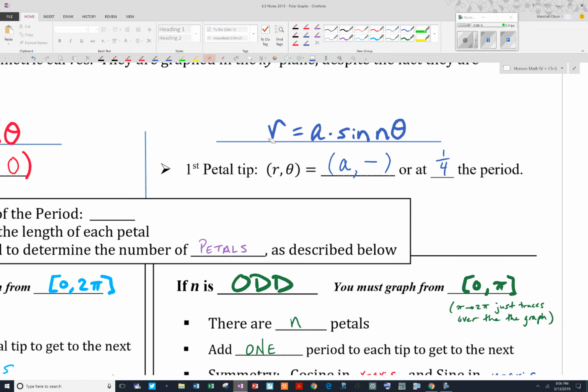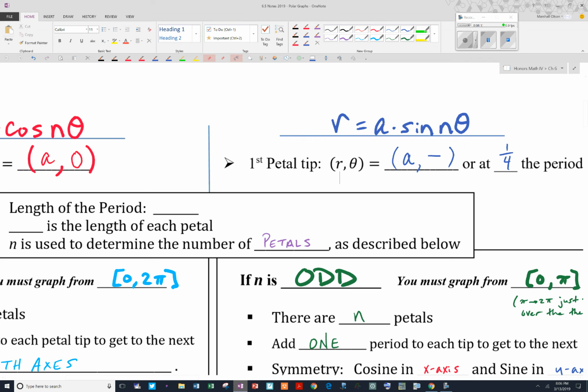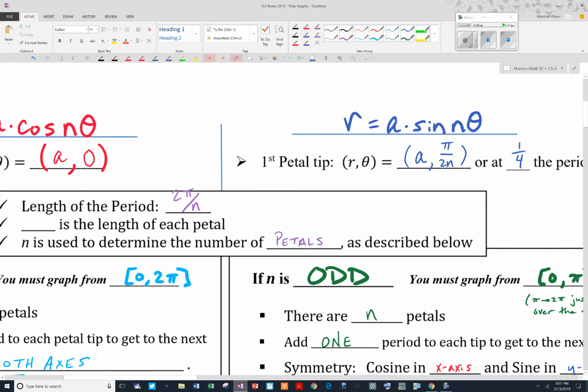So 1/4 the period. I'm going to come down here right away and just tell you what the period is. The period is 2 pi over n. Okay, so look at where n is. Well, this is the same thing that we used for our period of sine and cosine back when we were graphing these in the xy coordinate plane. So 2 pi over b, 2 pi over n, same idea here. So 1/4 of that would be pi over 2n. So you can take your period and multiply it by 1/4, or you could just do pi over 2n. That's the angle that the first petal tip will be at for sine.